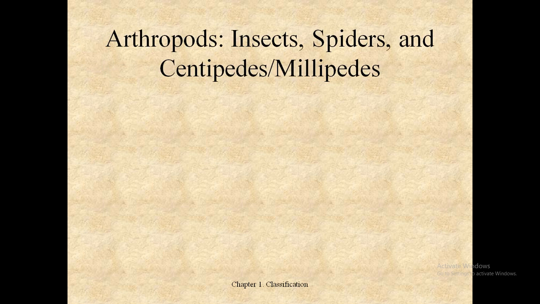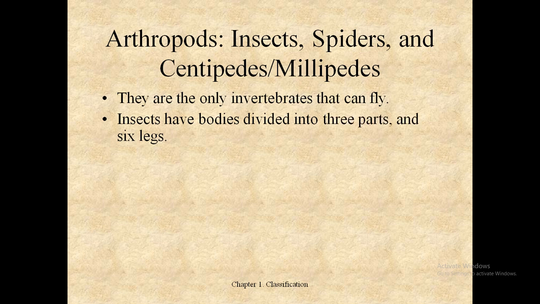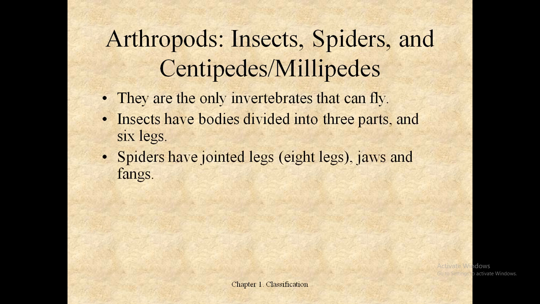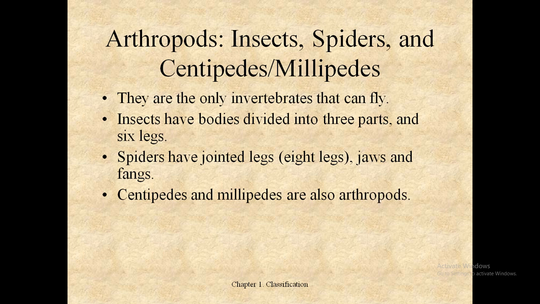Arthropods include insects, spiders, centipedes, and millipedes. They are the only invertebrates that can fly. Insects have bodies divided into 3 parts and 6 legs. Those 3 parts are called the head, thorax, and abdomen. In some arthropods, the head and the thorax are fused with each other, which is called the cephalothorax. Spiders have jointed legs, 8 legs, jaws, and fangs.